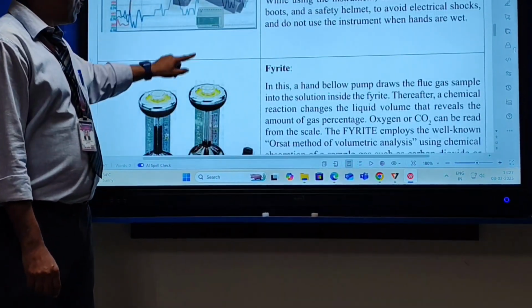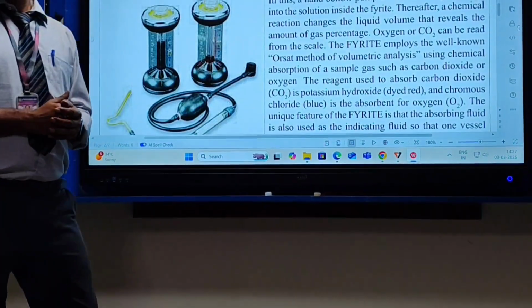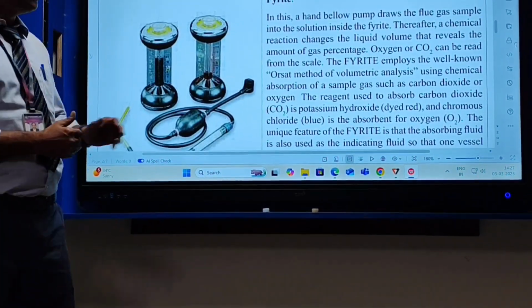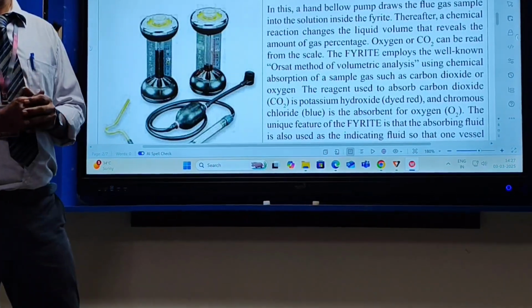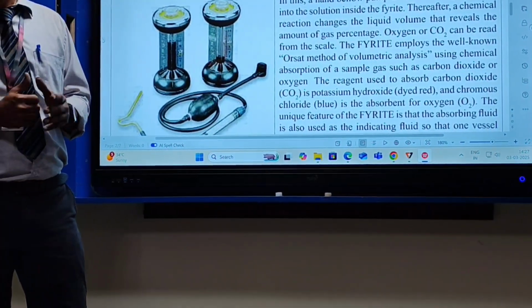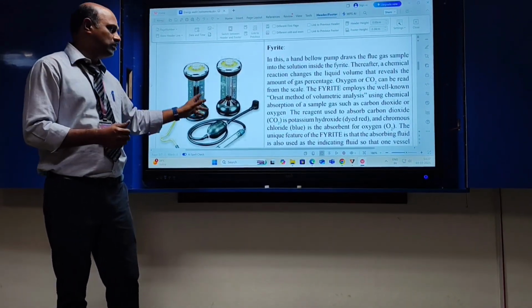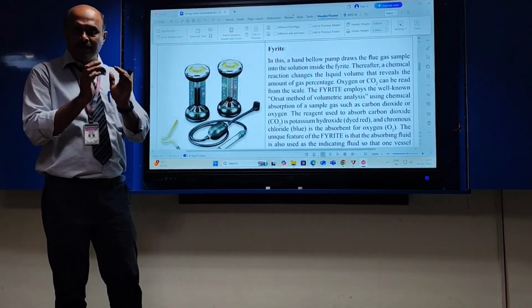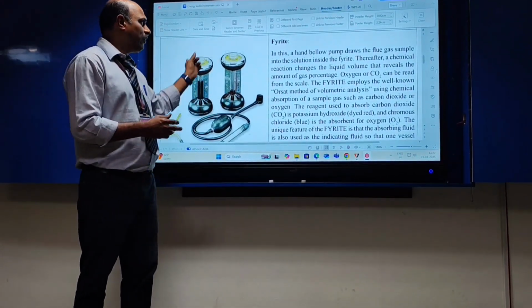Then the next type of instrument is called Fyrite. Fyrite is another type of measurement unit, used for mechanical parameters. It is used to test the flue gas sample. When the combustion process takes place, the output gas is called flue gas. The flue gas may contain carbon dioxide or oxygen. We have to find out the level of carbon dioxide and oxygen, and that is done with the Fyrite.